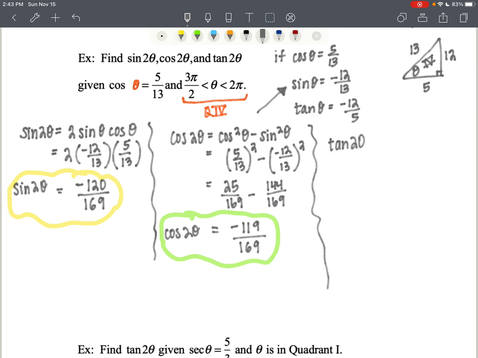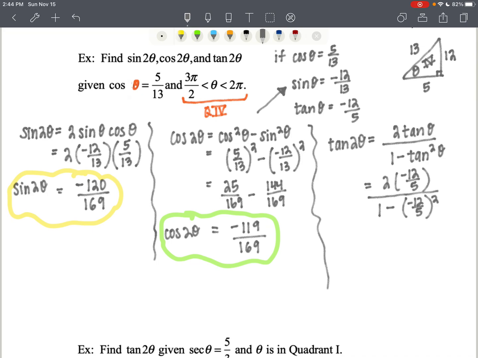The tangent of 2 theta, you'll definitely want to make flashcards so that you can recall these formulas fairly quickly. 2 times the tangent of theta over 1 minus tangent squared of theta. And the tangent of theta is negative 12/5. So we have negative 24/5 over 1 minus negative 12/5 squared, which is 144/25.